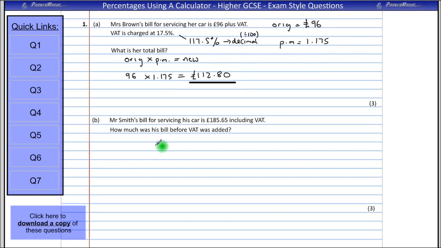In Part B, Mrs. Smith's bill for servicing her car is £185.65, including VAT. How much was his bill before the VAT was added? So this time we know how much the amount is when the tax has been added on, so this becomes our new amount. Our original amount is something that we don't know. And our percentage multiplier is the same as before because VAT is 17.5%. So the percentage multiplier is 1.175.